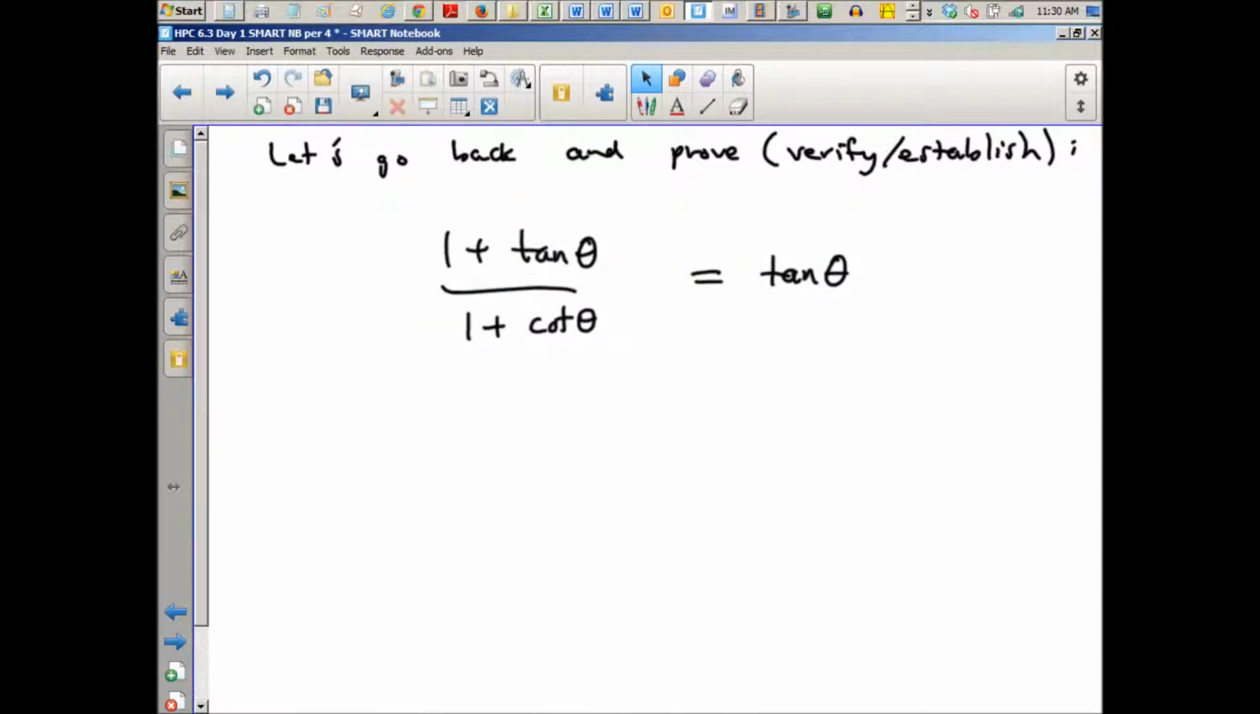So there are so many ways to do this problem. We're going to do it two different ways. I'll do it the first time, and then I'll get you started on the second time, and you're going to try. Okay? So the first thing I'm going to do is recognize that tangent theta is also known as sine theta over cos theta. And I'm just going to directly replace that. And cotangent theta is also known as cosine theta over sine theta.